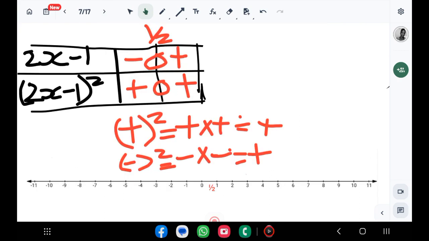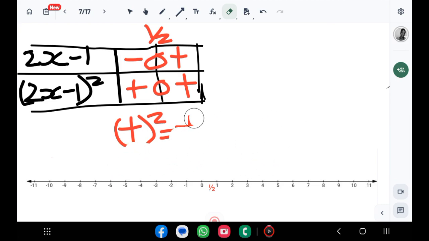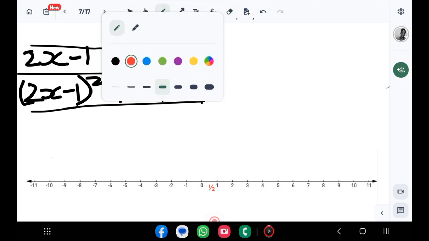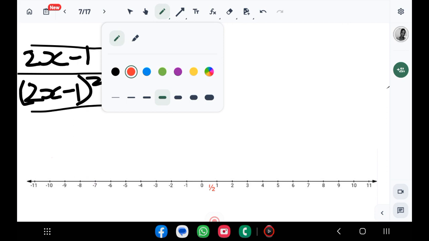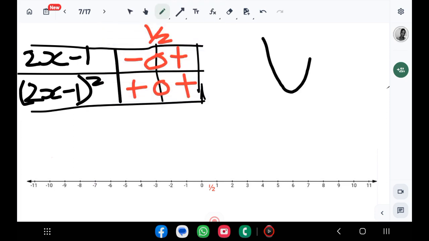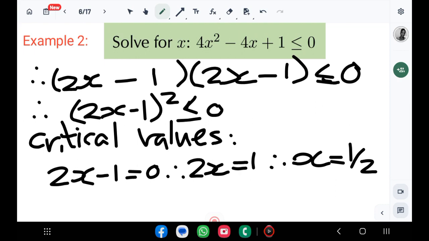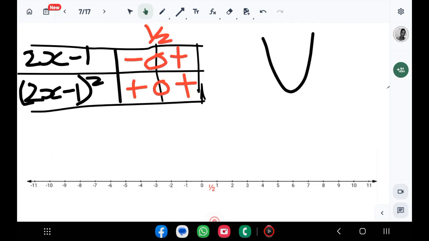Now, let's draw a simple parabola to help you. For those who prefer a parabola, you draw that. So let's draw that simple parabola. In this case, you only have one. It will look up because your a, in 4x squared minus 4x plus 1, is positive. Your a is 4, which is positive, so it will look up.